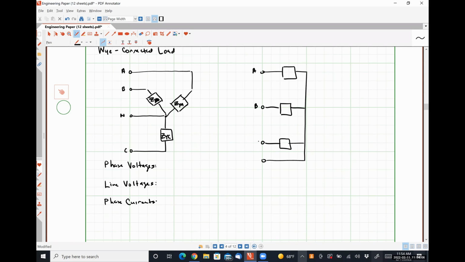A, B, C, and N. VYA, VYB, VYC. Okay. So phase voltages, what do we think they're going to be? Exactly right. VAN, VBN, and VCN represent our phase voltages.